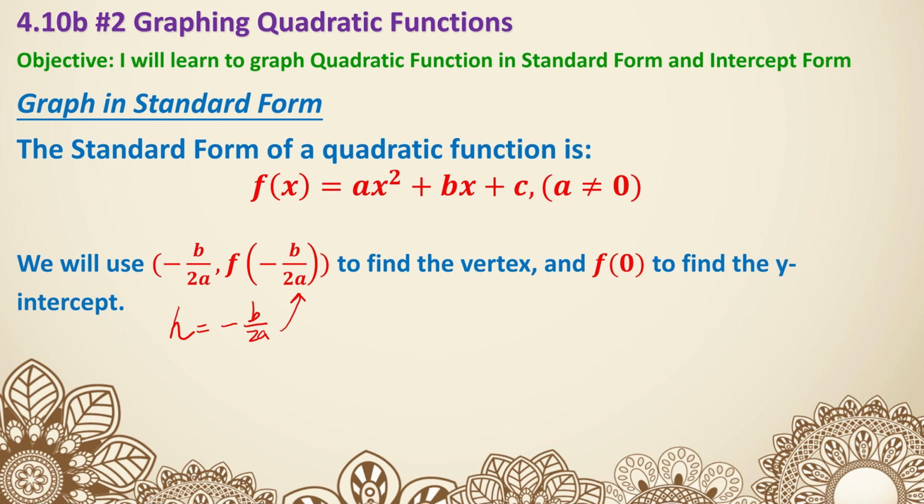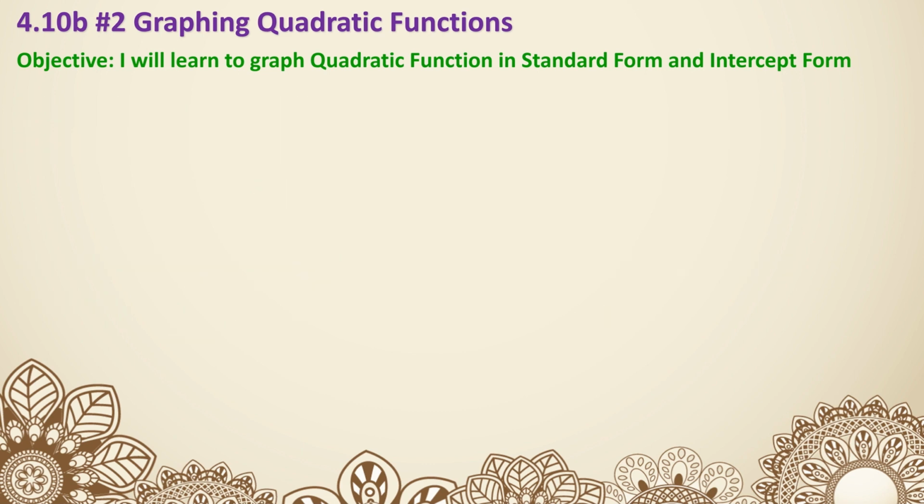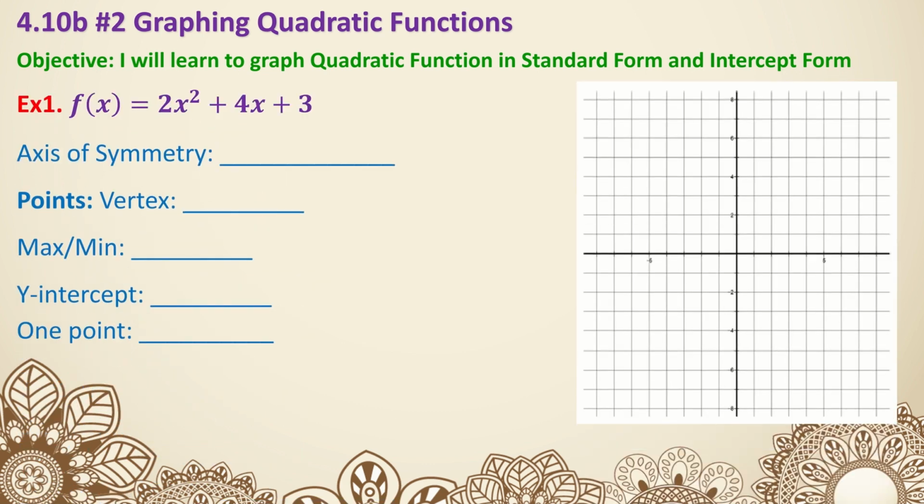But one point is for sure not enough. We'll also find the y-intercept. Because standard form y-intercept is when x equals 0. Well, when x equals 0, standard form is basically the c. So f of 0 is just the c on the end. So let's have a look at a few examples.